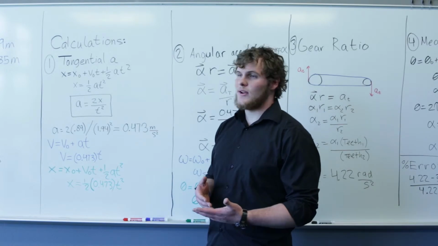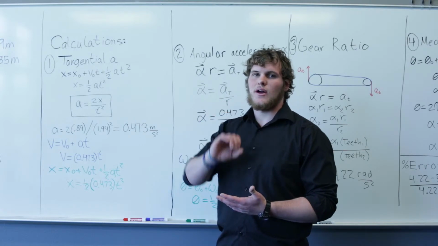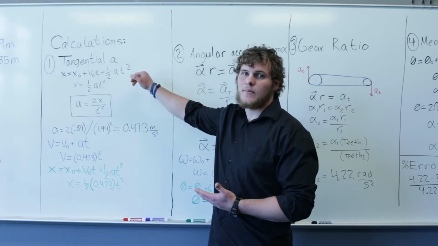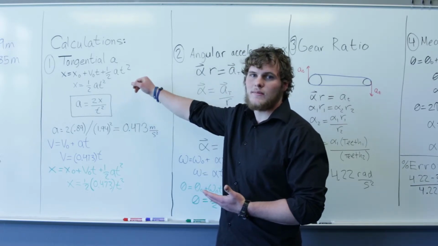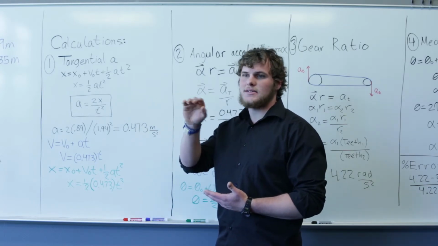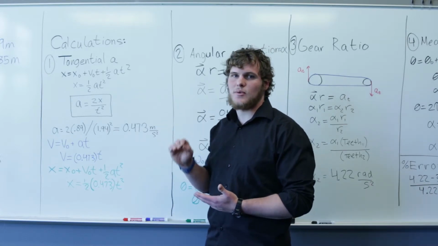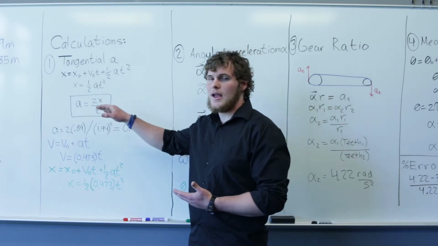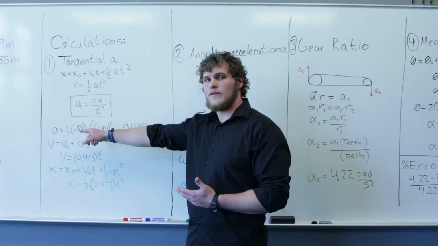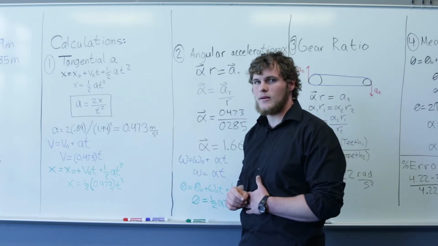The first calculation we're going to look at is the calculation we use to calculate the tangential acceleration of the weight that's fallen. We're going to use the equation x equals x naught plus v naught t plus 1/2 at squared. But we know, since it starts at rest, that v naught is 0, and we're going to set x naught to 0 as well, which boils the equation down to x is equal to 1/2 at squared. We solve for a and get 2x over t squared. We can solve for a, and we get the value 0.473 meters per second squared.